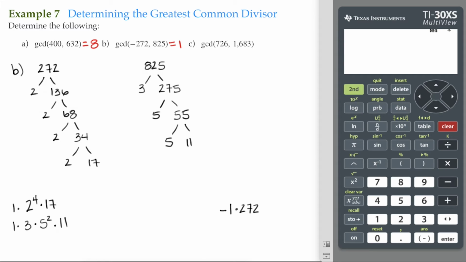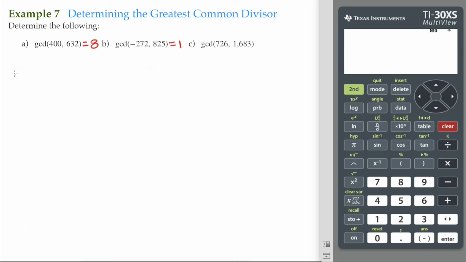Let's try C. We have 726. That's 2 times 363. 3 times 121. And then 11 times 11. That's 2 times 3 times 11 squared.